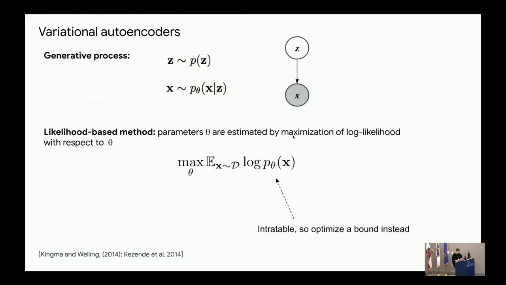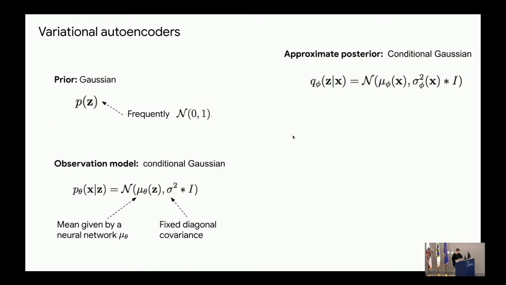So just pictorially, this is what it looks like. Again, this is the generative process, the standard ancestral sampling. This likelihood is intractable, so we're going to optimize a bound instead. These are what the different components look like. This prior, I'm going to take for now to just be a diagonal Gaussian. Again, you could throw in something more sophisticated, but for now, let's just assume that.